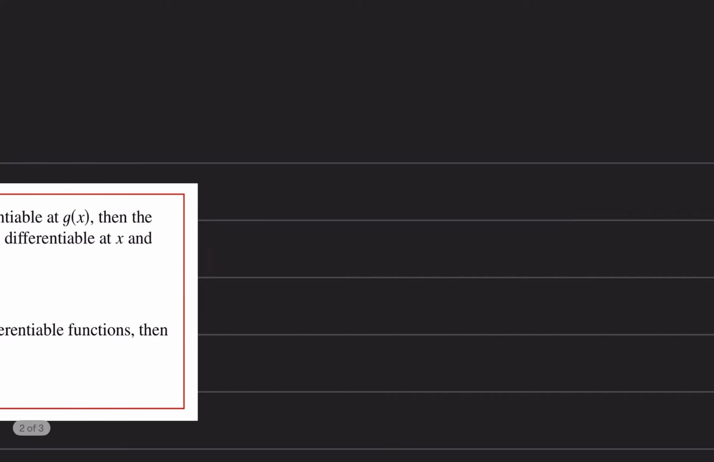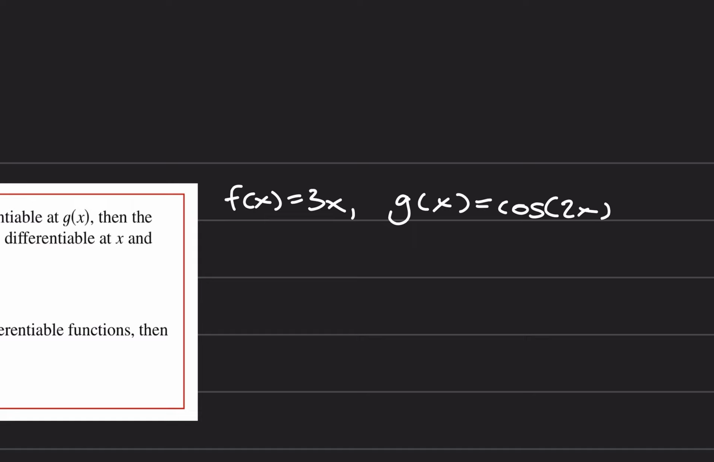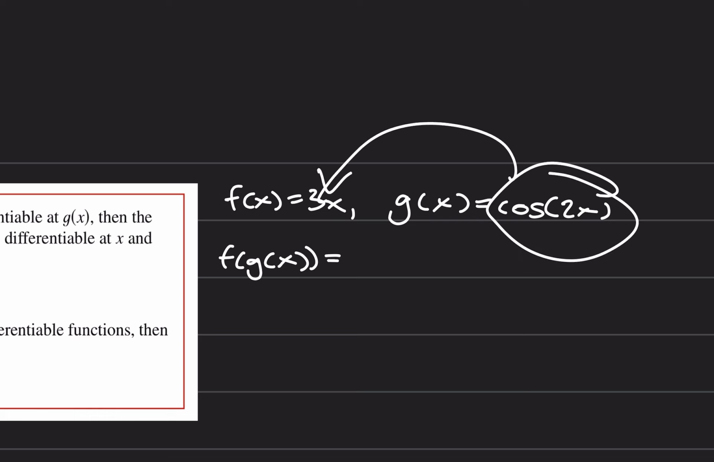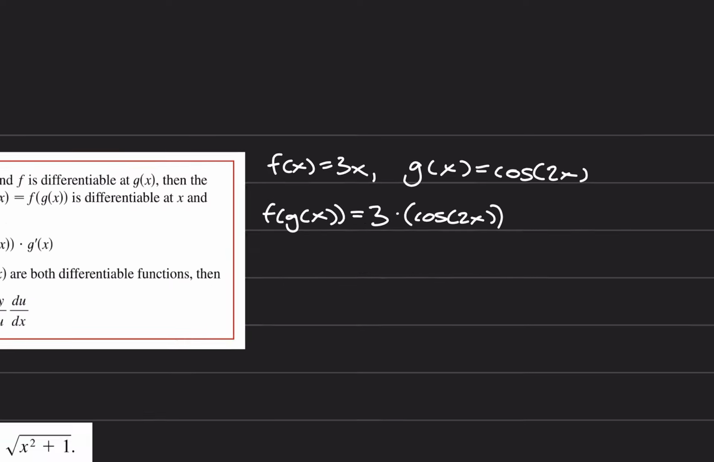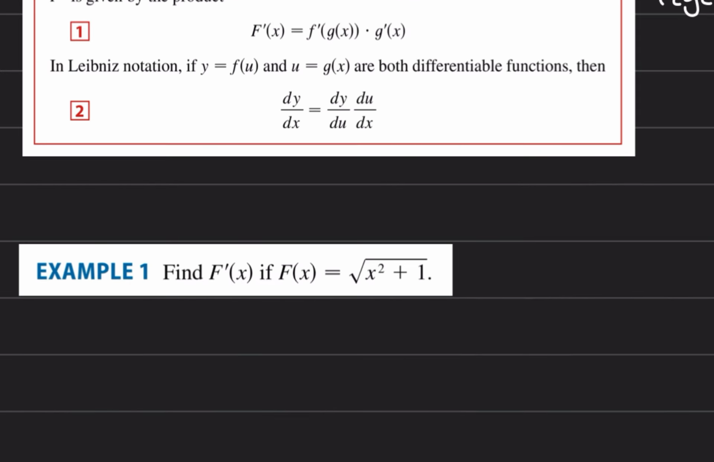So, let's say we had f of x is equal to 3x, g of x is equal to cosine of 2x, and the question's asking, what will f of g of x be? Well, it's pretty simple. What you do, you take this whole g of x function and you substitute this into the x over there. Doing that, you'll get 3 times cosine of 2x. Nothing too complicated there.